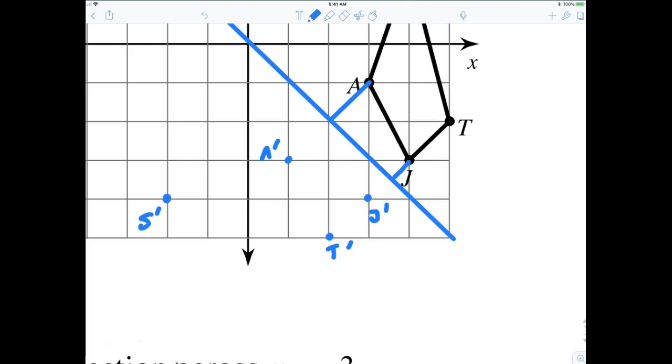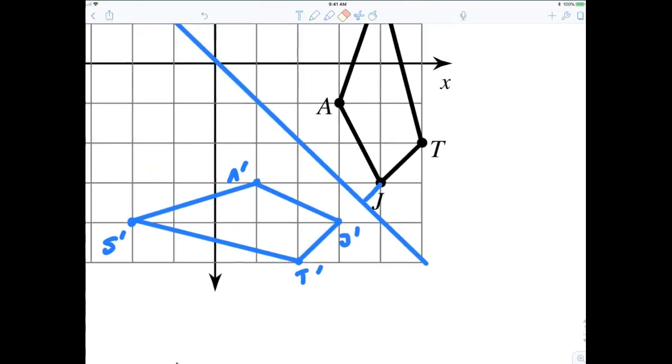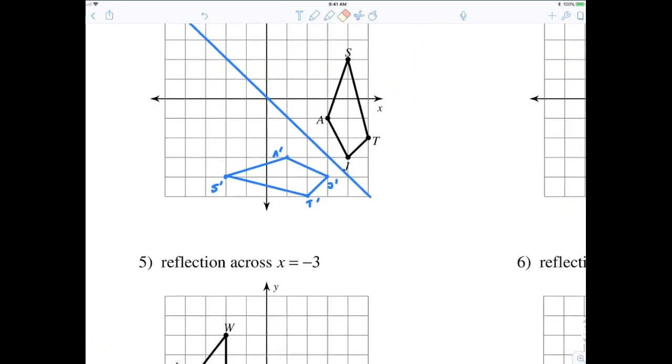All right. And now from there, here, here, here, and here. Now, if I erase, I can kind of see that reflection. Everybody see how easy that is?